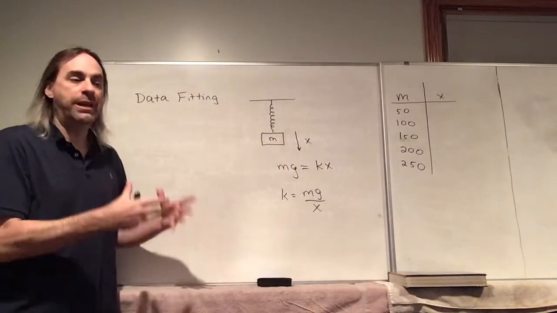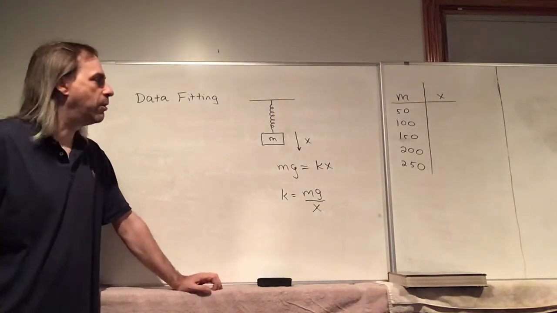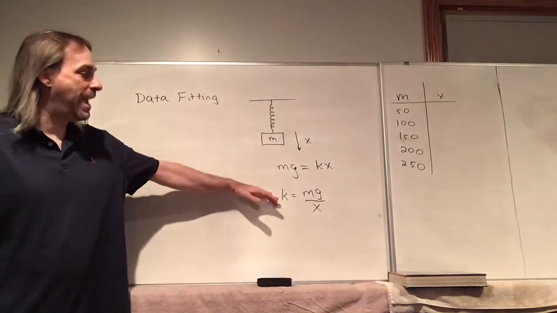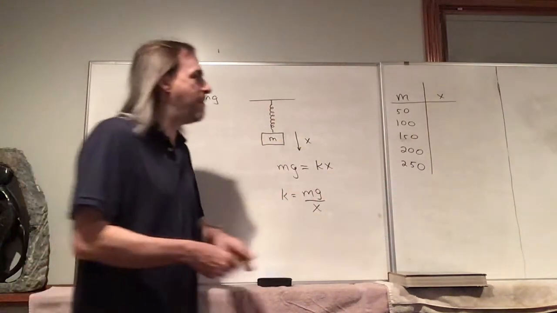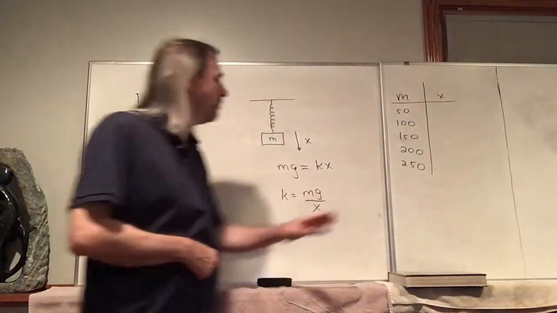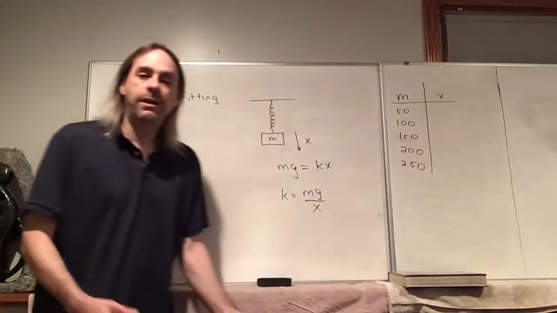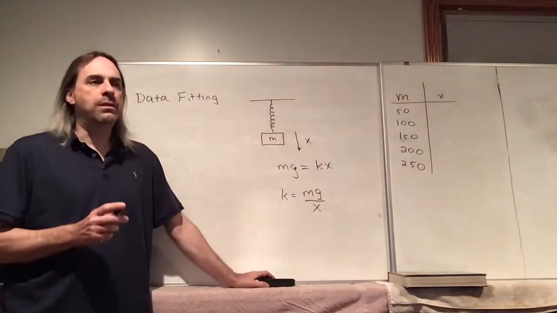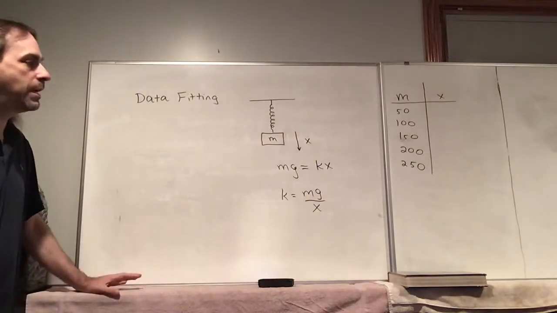So we want to use all our data and get a value for k. Now, one thing you could intuitively do is calculate k for each of these masses. Like plug in the mass and the stretch of the spring. So I plug those in, we can get a k for each of these measurements and then take the average. But there's a better way to do it, to kind of take all the data into account at once.